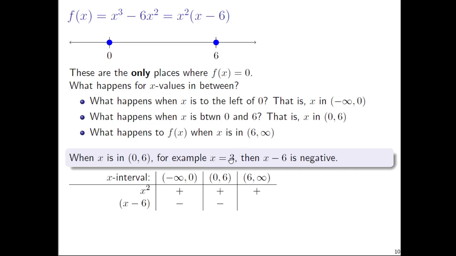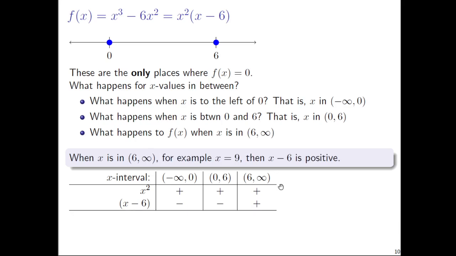Now, there's a minus sign here. I get that 3 is positive, but that's not our concern. We picked 3 because 3 is between 0 and 6. And then you take that 3 and you plug 3 in for x right here. Then you have 3 minus 6, which is a negative number, negative 3 specifically, and that's why there's a minus sign written here.